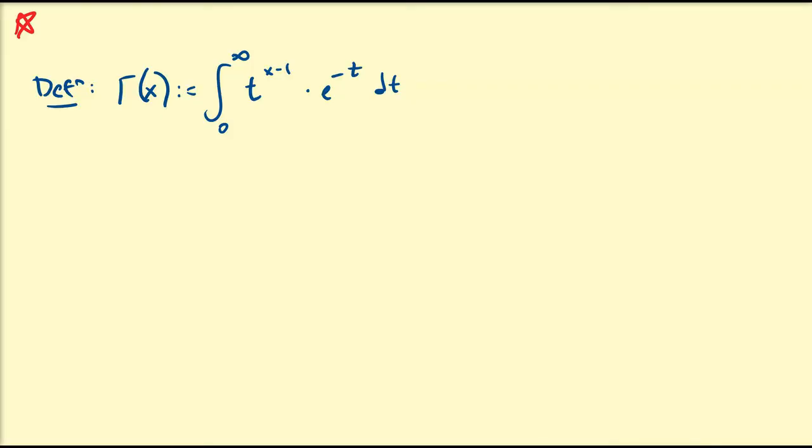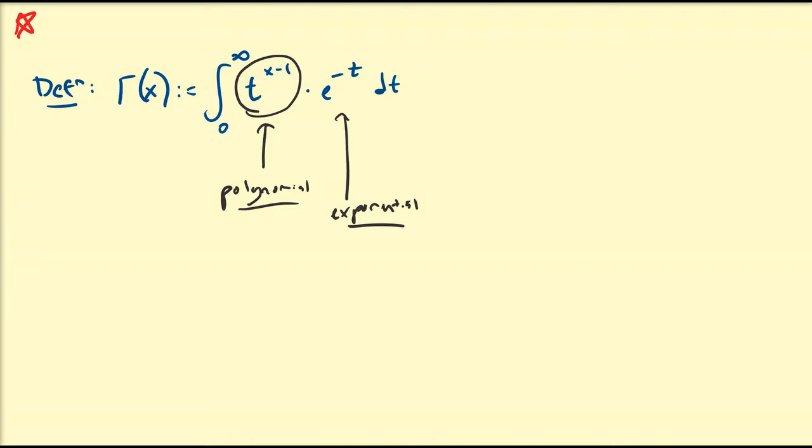Alright, so notice that this is an integral defined function, and it has two primary components. It has a polynomial part, assuming that, for example, x minus 1 is a positive integer, and it also has an exponential portion. So one method of integration that we can apply is integration by parts. So what we can do is we can let u be equal to t to the x minus 1, and we can let dv be equal to the remainder, e to the negative t times dt.